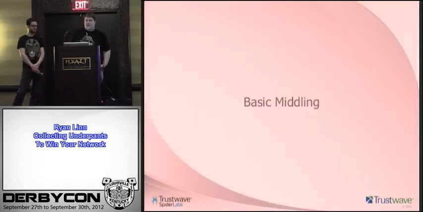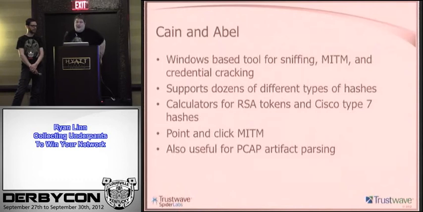So we're going to talk for a second about basic middling. Cain and Abel has been around for a long time, and there's tons of videos on it. It's a Windows-based tool for sniffing and man-in-the-middling traffic. It has password crackers built in, and it's basically an all-in-one tool if you want to do some basic cred stealing on the network. You can click two hosts, get everything you need, and traffic will start coming in.